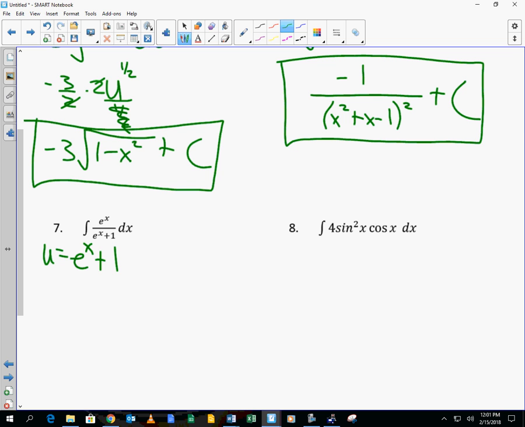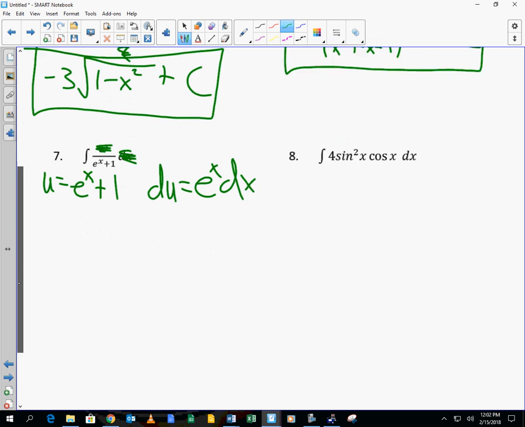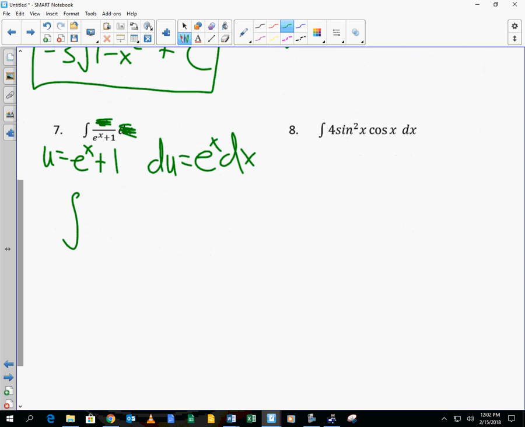Good choice. You guys are smart. Du is e to the x dx. Hey, e to the x and the dx are gone. So what's my integral? 1 over u.